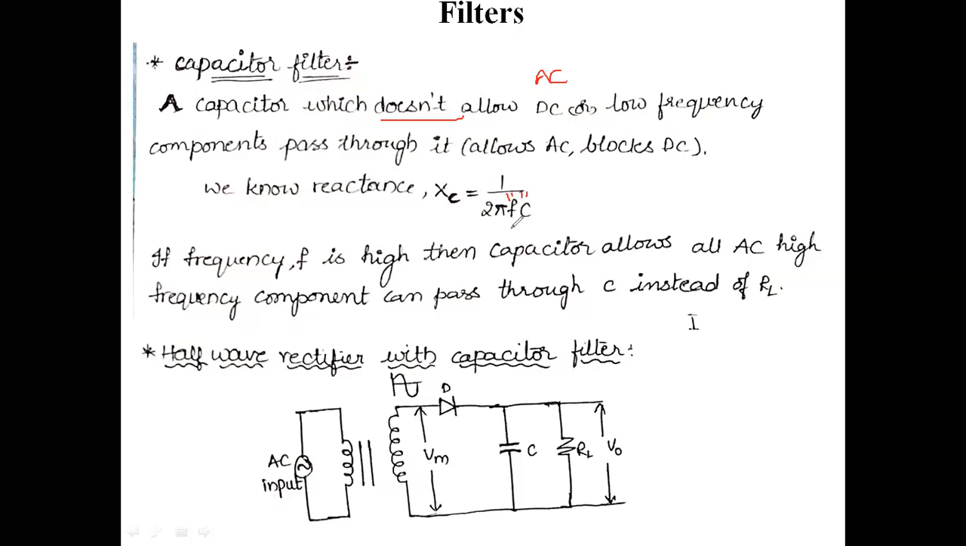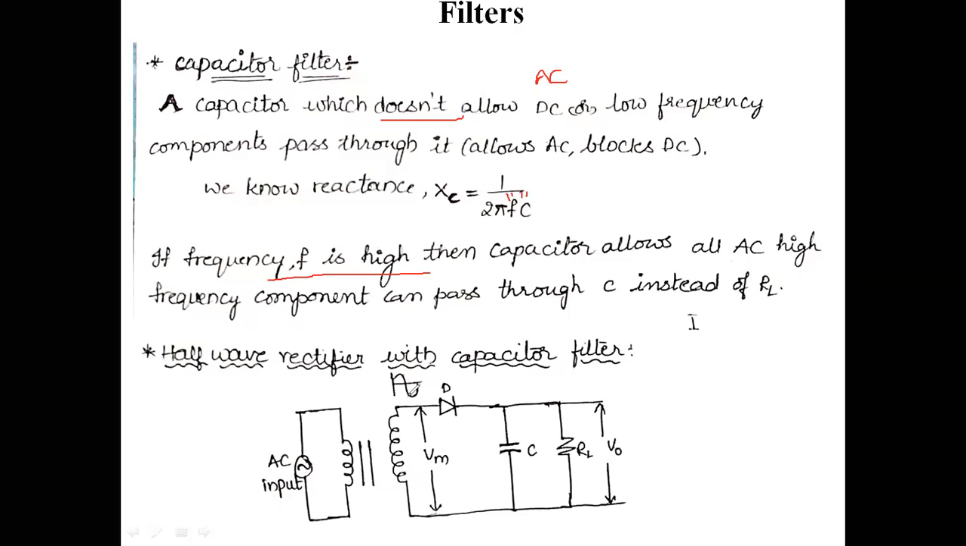If F, the frequency, is high, then the capacitor allows all AC high frequency components to pass through C instead of RL. It is going to pass through the capacitor. Instead of RL, we are not going to consider RL there. When the frequency F is high, then the capacitor allows all high frequency components. Just memorize this point: if frequency is high, then it allows all the high frequency components in the circuit.